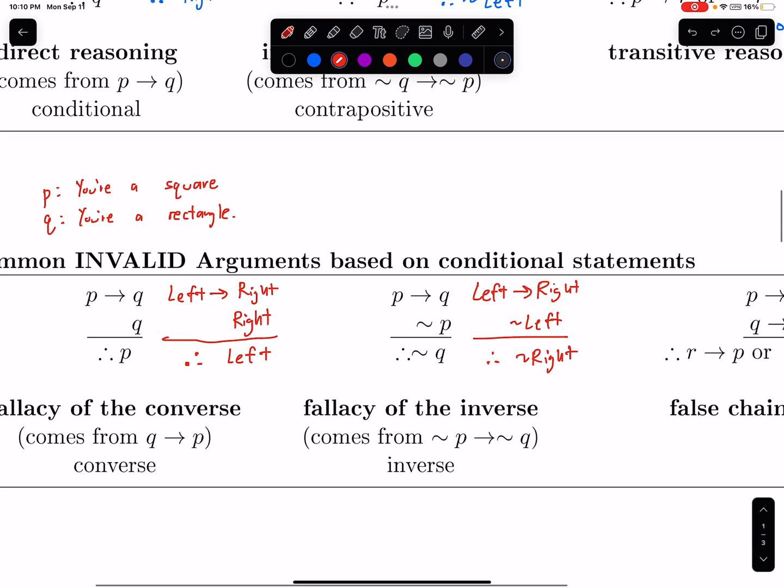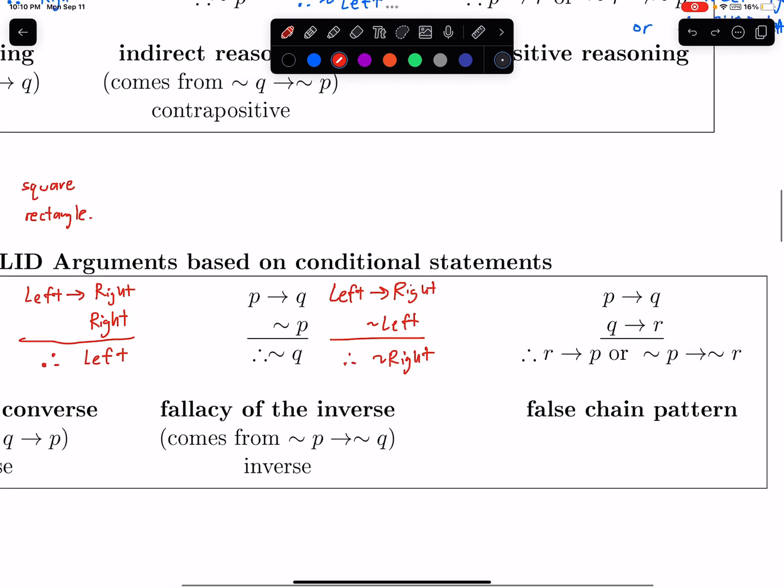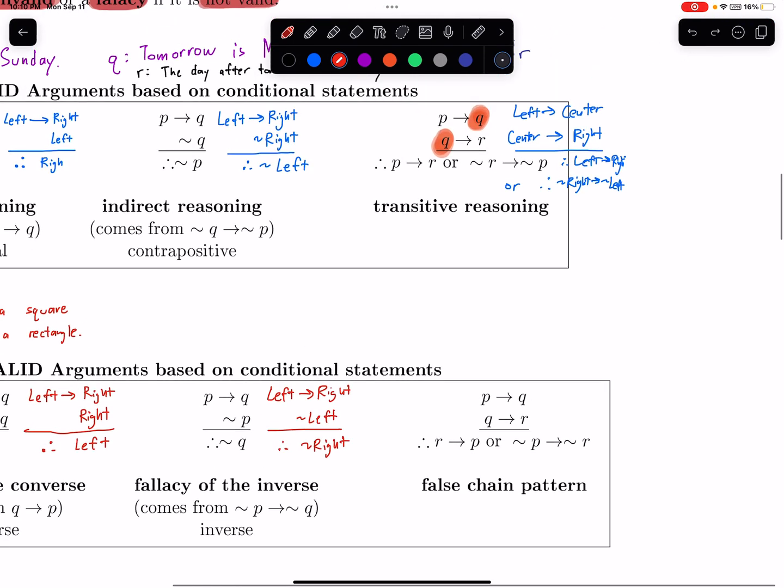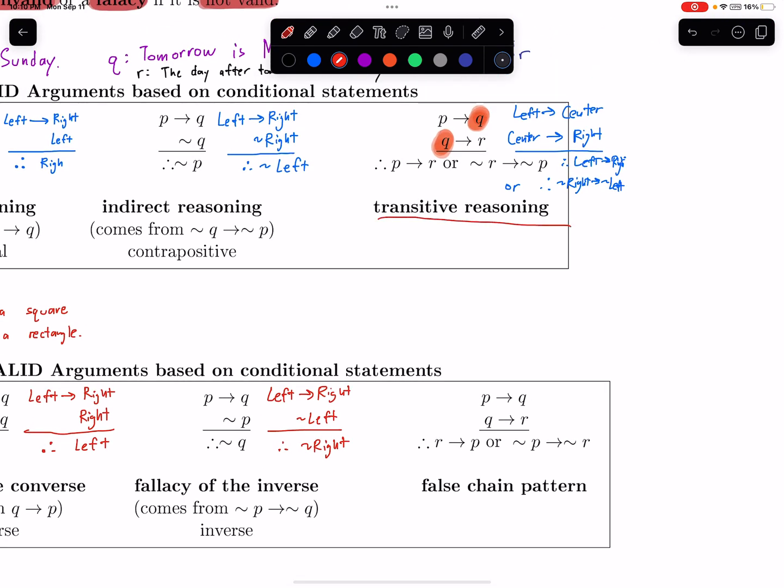How do you know it's the inverse? Because it's following this pattern, right? The negation of the left to the negation of the right. Here's the negation of the left, negation of the right. That order. Okay, the false chain. False chain is imitating the transitive reasoning, but something goes wrong. So if I look at the first part, it looks correct. P to Q, that's the same, right? And then Q to R, okay, that part is the same. So that's looking good so far.